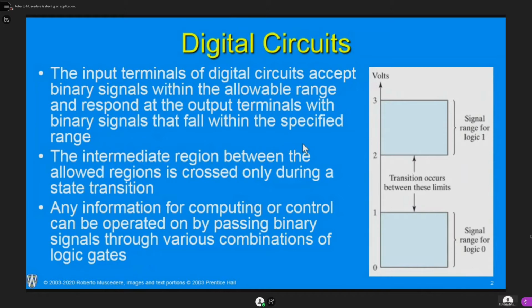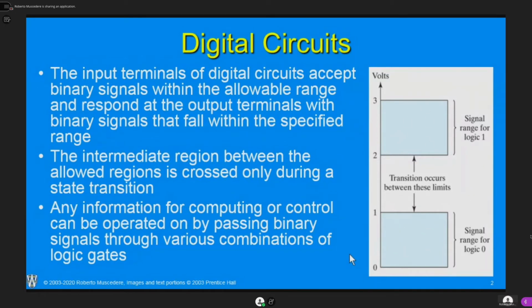So all of our computing or control signals can be operated on by passing those binary signals through a various series of combinational gates, right? So I take some inputs, I put it into an AND gate, and that might go to an OR gate, and that might go to an XOR gate or something. Each time it goes through these gates, that output signal is always going to be, again, within these specifications, right?